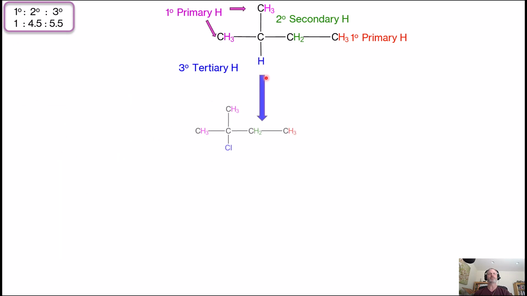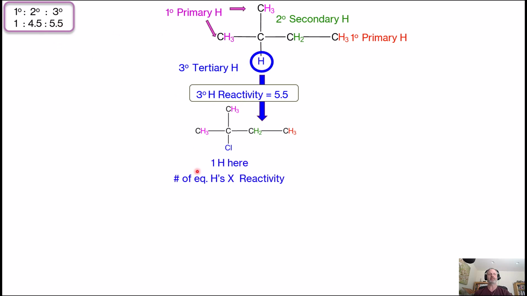So if we move over to the next position, if we take off this H, which is at the tertiary position, that gives us this, which is 2-chloro-2-methylbutane. Now the relative reactivity at this position, because it's a tertiary position, is 5.5. And notice that there's only 1 H here. So to calculate the factor for this, it's the number of H's times reactivity. So it's 1 times 5.5, which is 5.5.